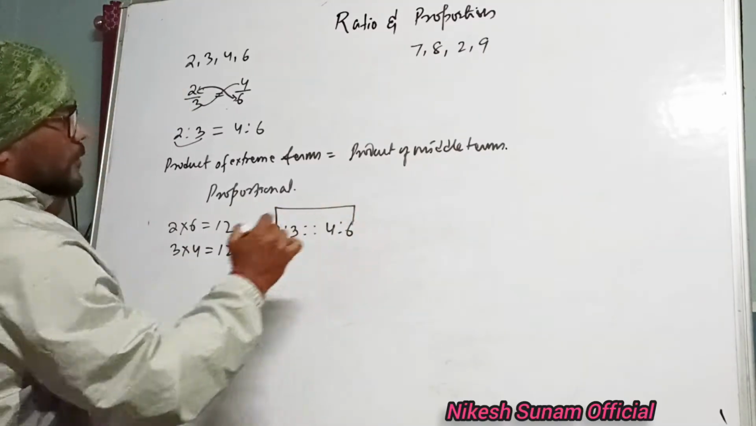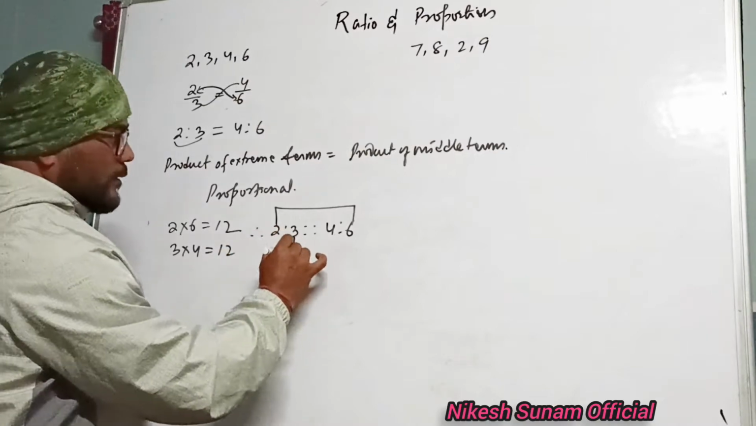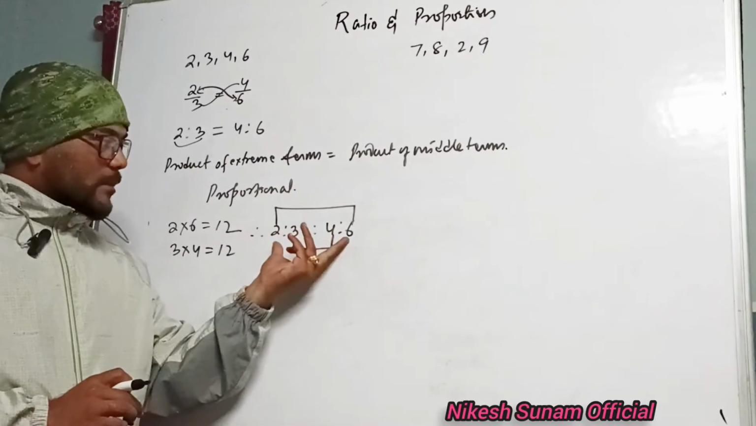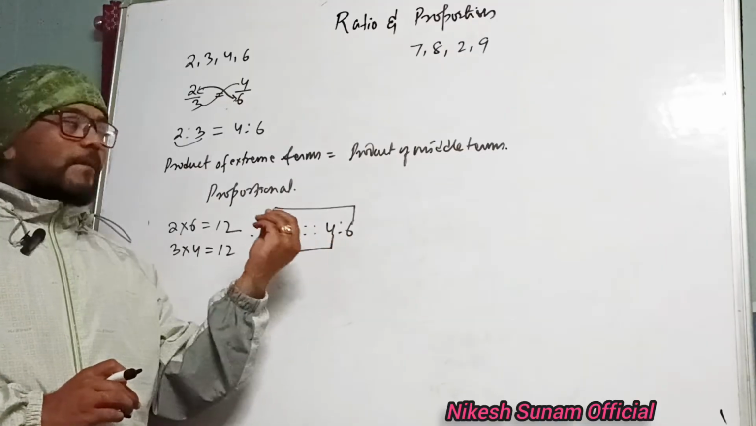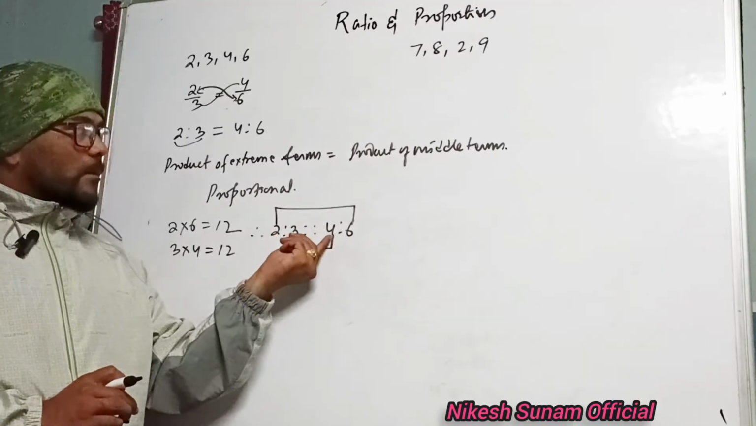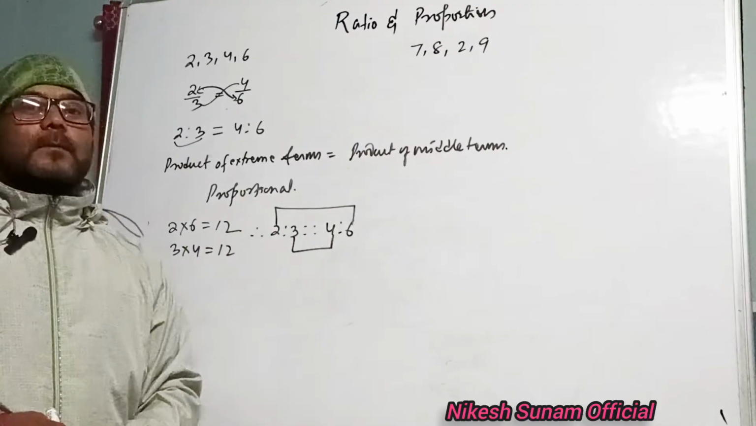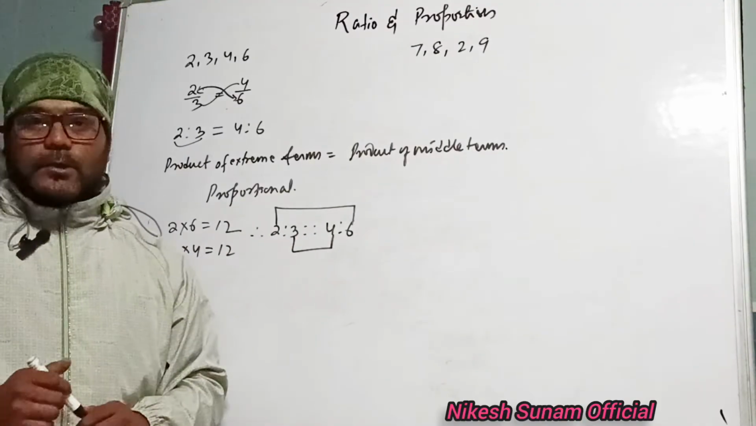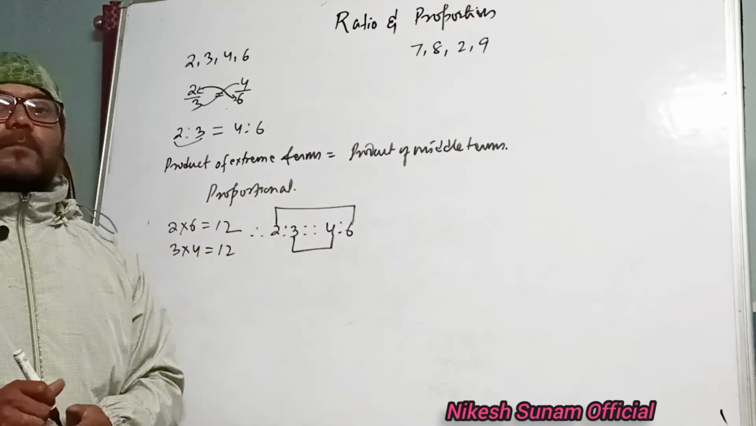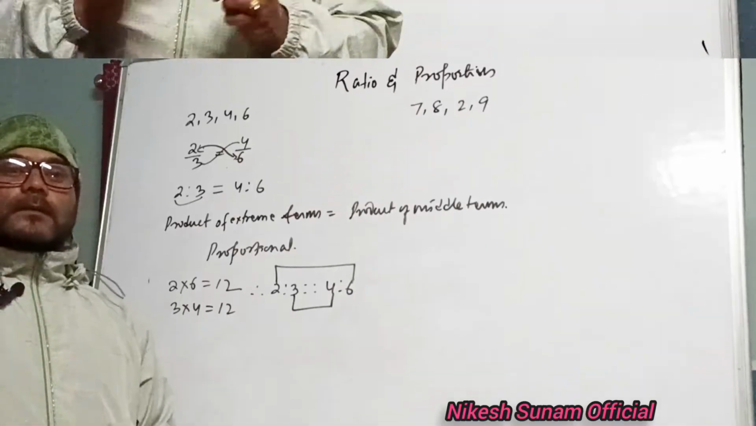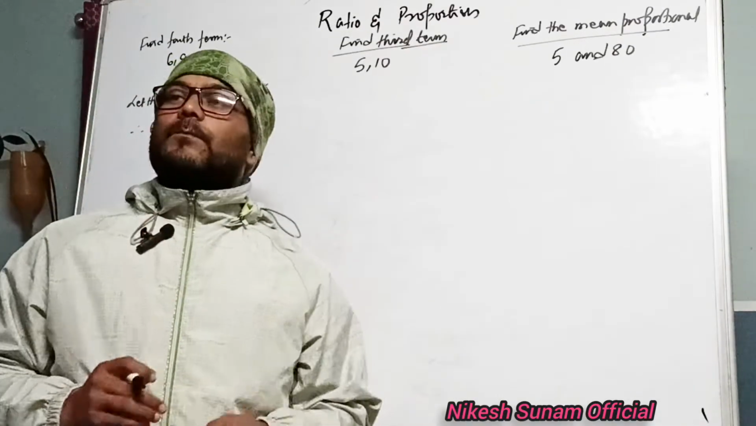So these are the extreme terms and these are the middle terms. If we multiply the extreme numbers and that value is equal to the product of the middle numbers, then we can definitely say that these 4 numbers are in proportion. Okay, so from this related term, I am going to solve a few questions related to proportional.